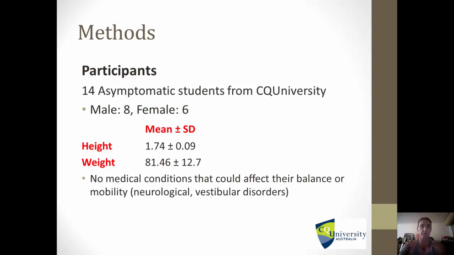Okay, for this experiment we used 14 asymptomatic students from the Central Queensland University. All the students were part of an exercise and sports science program. There were 8 male and 6 female. Average height was 1.74 metres and average weight 81.46 kilograms. Okay, no one showed any medical conditions that would affect their balance or mobility, so neurological or vestibular disorders. Everyone was very healthy.